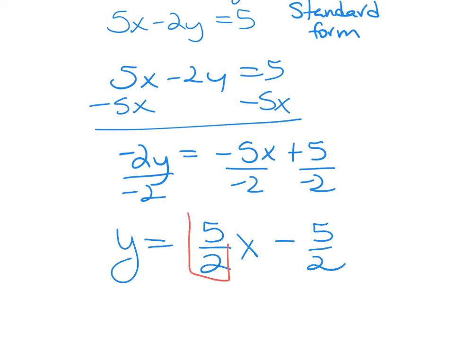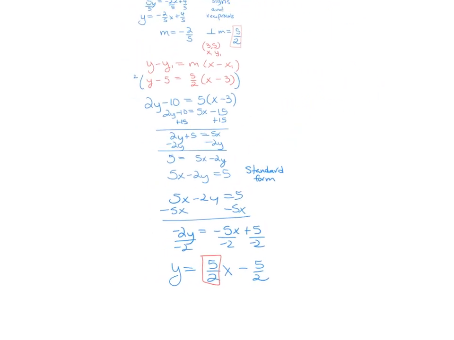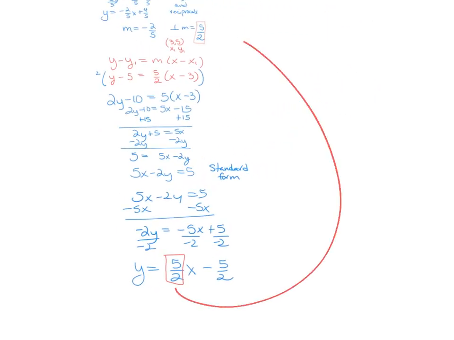So one way you could double check is once you've done everything, make sure that that beginning work that you did way up here and the slope that you originally plugged in was the same. It was the opposite sign and reciprocal.